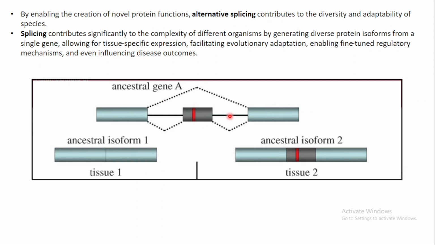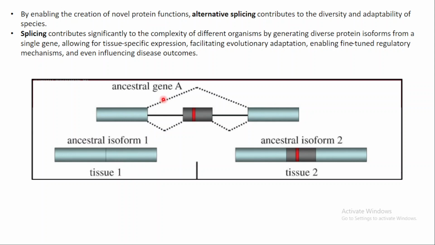Now alternative splicing can happen two ways, in which all three exons are joined together to form ancestral isoform 2, or the first exon and third exon can be joined together to give an ancestral isoform 1. So from a single gene, two different types of exon joining can happen due to alternative splicing, which can result in different mRNA and protein structure.